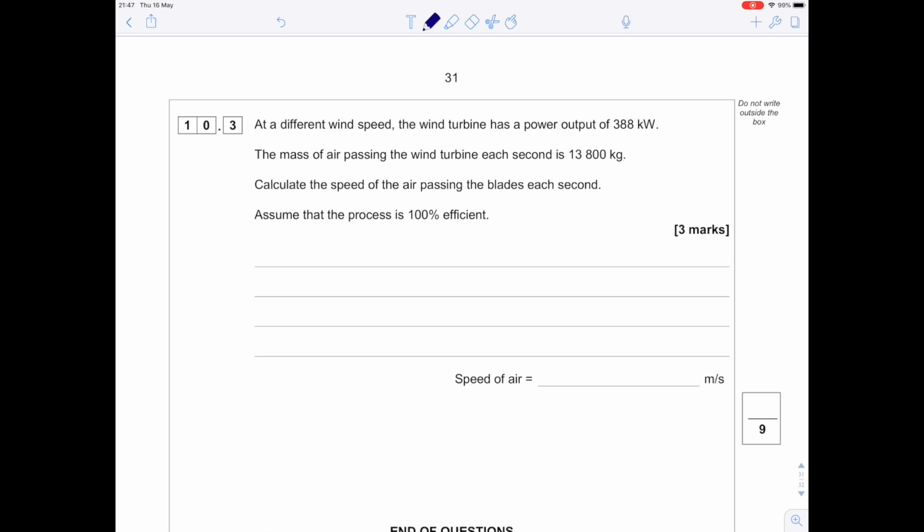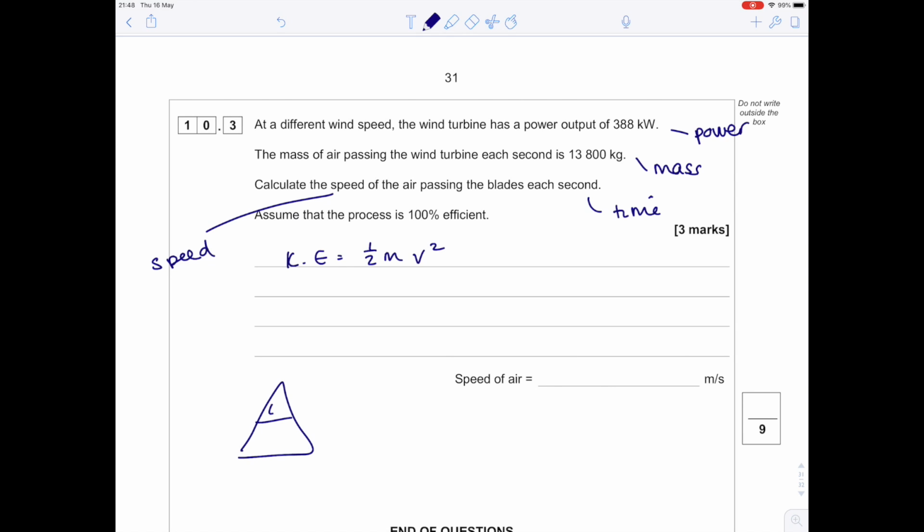At a different wind speed, the wind turbine has a power of 388 kilowatts. The mass of air passing the wind turbine each second is 13,800 kilograms. Calculate the speed of the air passing the blades each second and assume that the process is 100% efficient. So we have a mass value here, power, we're after speed. So in order to do this, and we also have time here, we need KE equals half mv squared, because that's the only value we can use here that contains speed. However, we don't have enough information for that. We need to find the energy, which is why we need this one.